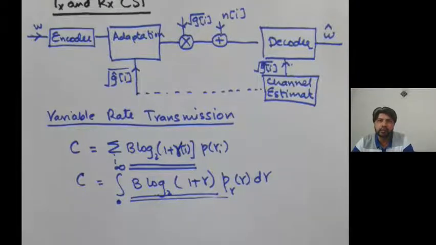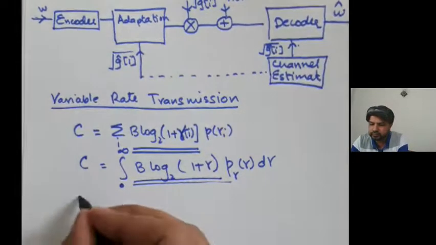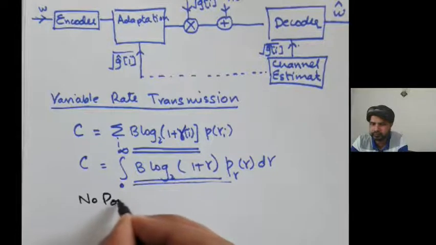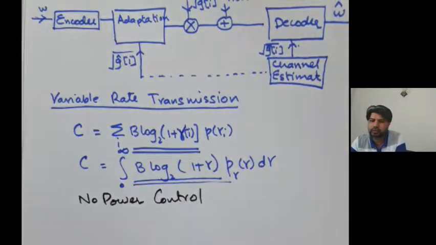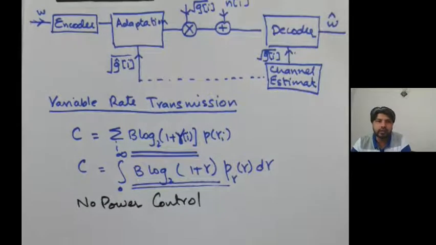we have not used any power control yet. So there is no power control still, and when we use power control, we may get a capacity which is slightly better than this capacity. So in the next video, we will see the capacity with Tx and Rx CSI when we carry out the power control as well.